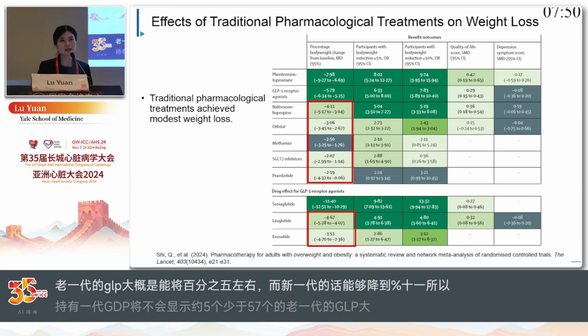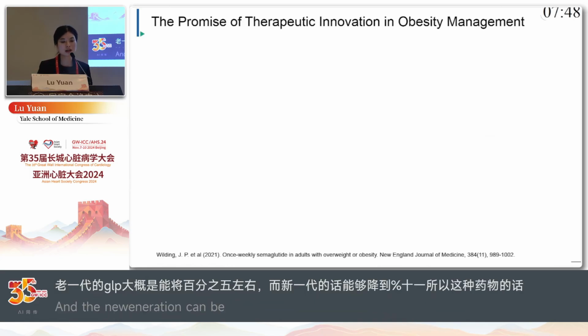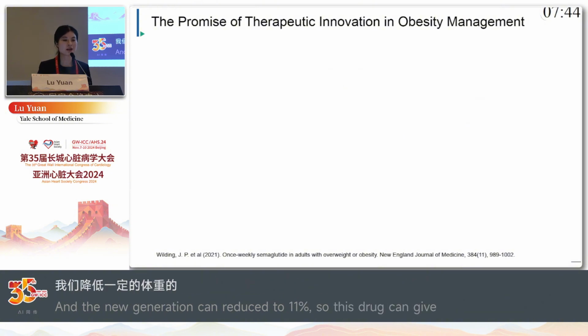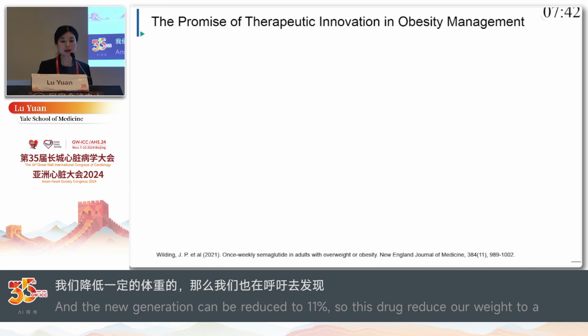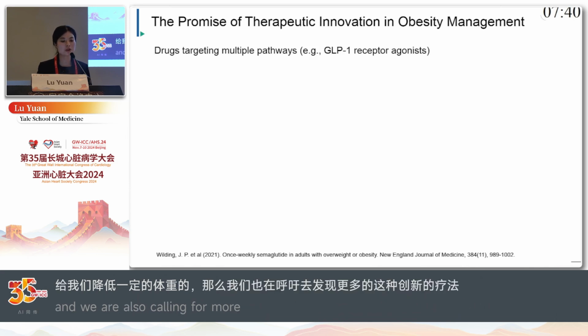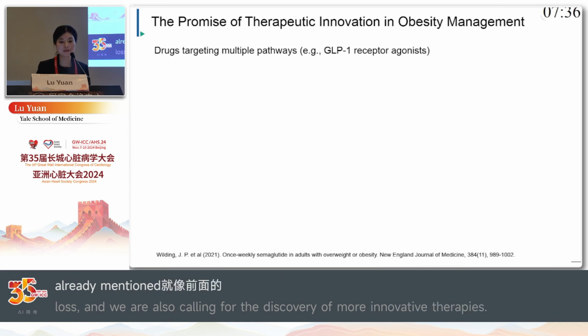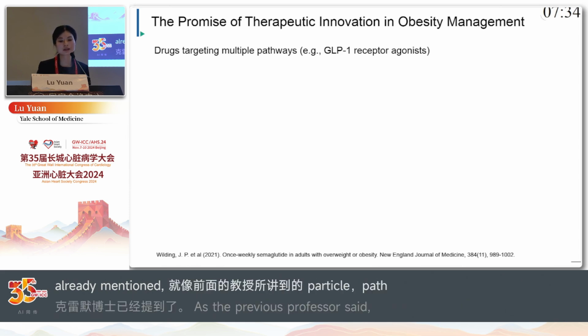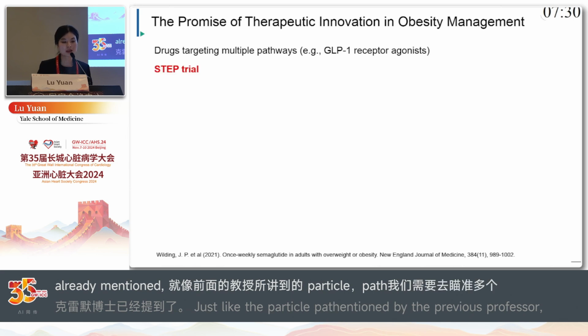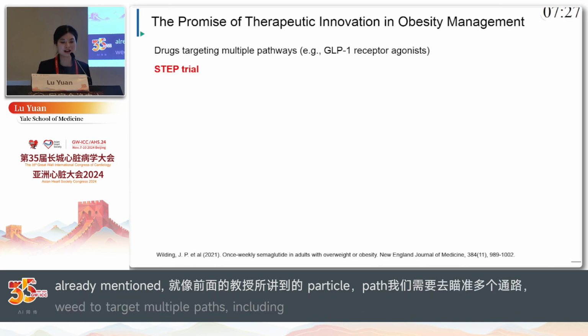That gives us the possibility to look at the more novel therapeutic innovations in obesity management, and it actually shows big promise. As Dr. Kramer already mentioned, there are drugs targeting multiple pathways, such as the GLP-1 receptor agonist. And one of the key trials is the STEP trial.